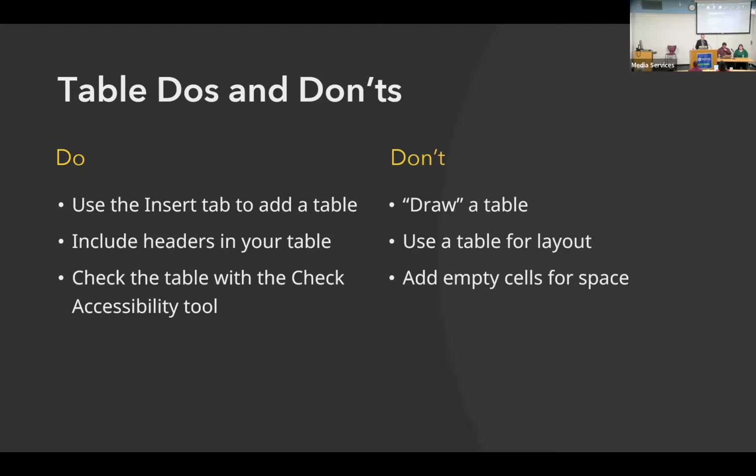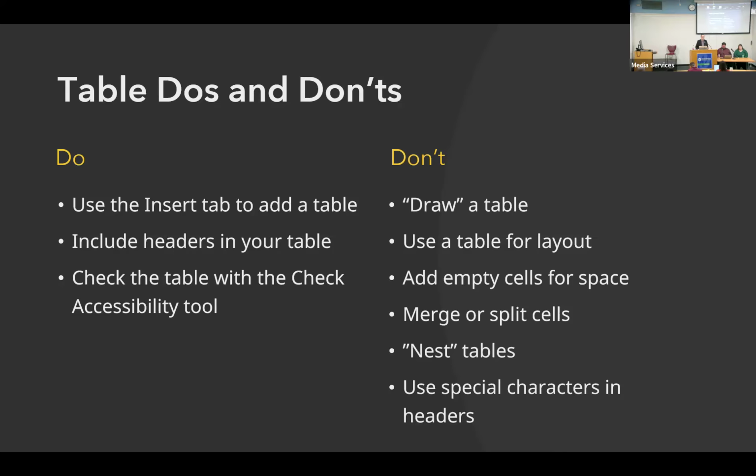We don't want to add empty cells for space. So some people add an extra row because it separates things out a little bit more. Unfortunately, you can't do that. That's empty cells. We don't want to merge or split cells. And what we were just talking about is what is called a nested table. It's a table within a table, or multiple tables in the same table. That is a nested table. We do not want to do that. And we also don't want to use special characters as replacements for words in our headers. So if you're talking about percentage, again, don't just put the percent sign as the header for that. Write out percentage.